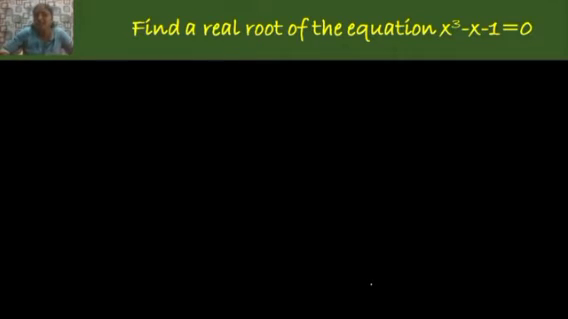Find the real root of the equation x cube minus x minus 1 is equal to 0. This is an algebraic equation, consisting of only algebraic terms, isn't it? So using the bisection method, let me explain how to find the root of this equation. Let me take the given function as f of x. So f of x is equal to x cube minus x minus 1.